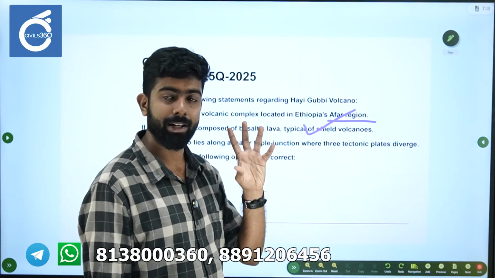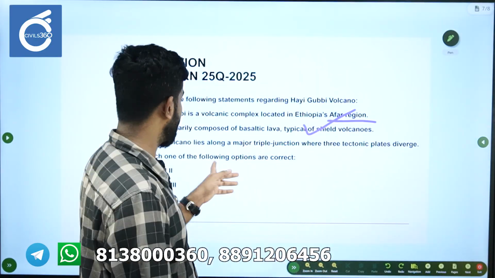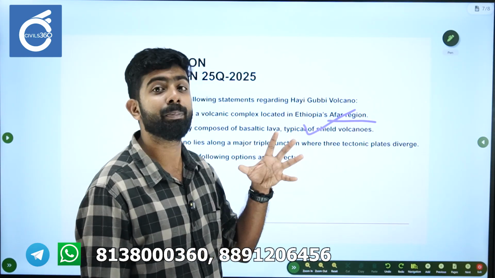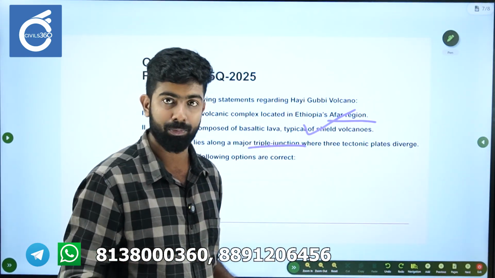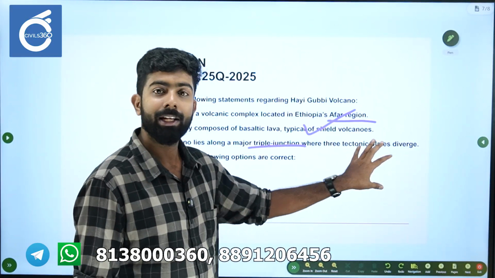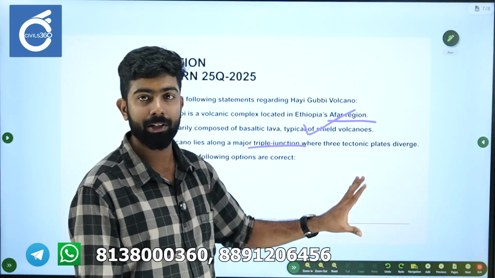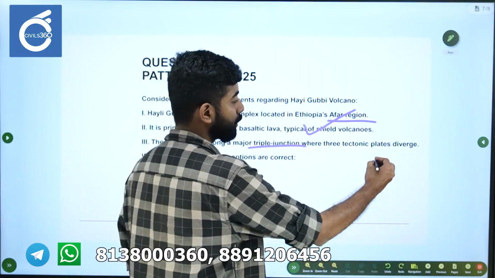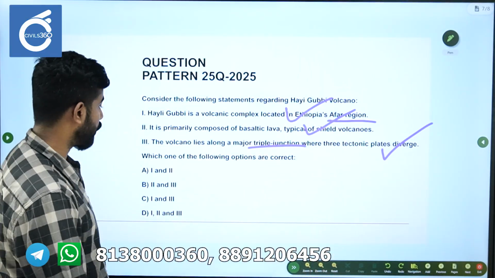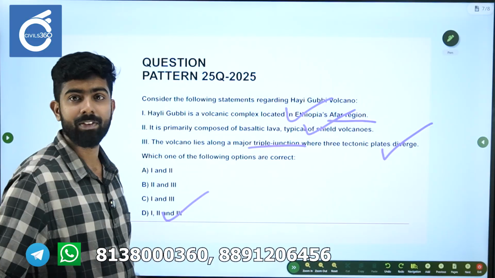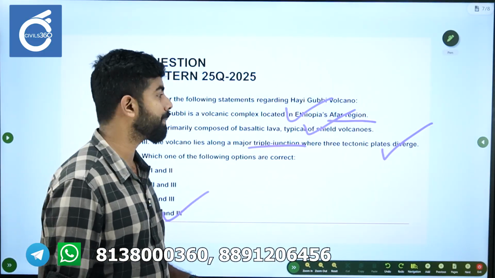These are the areas where UPSC tricks you, because you may remember it's a triple junction, so immediately when you read it, you may just latch on to that point. But read it completely. Here it says diverge, but read the question completely in your real exam. So this is correct, and this is also correct. So you will reach option D, which is all three, 1, 2 and 3 are correct.